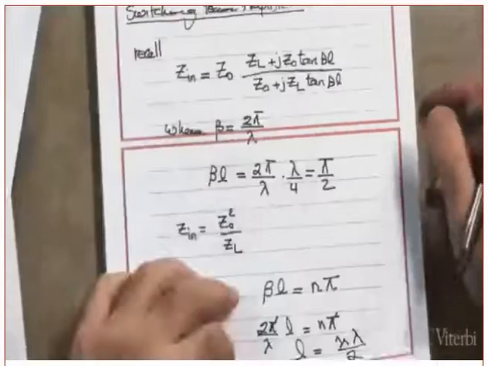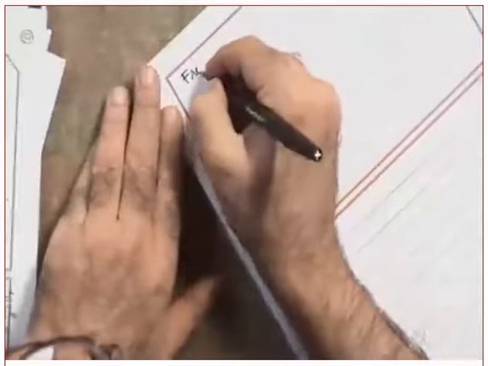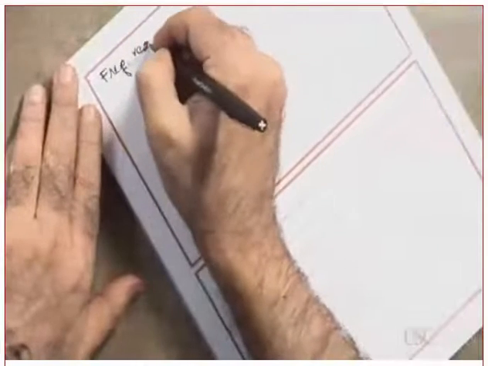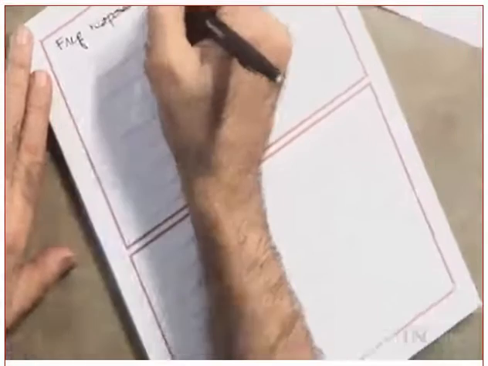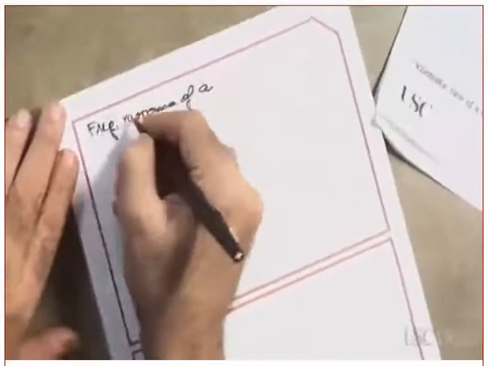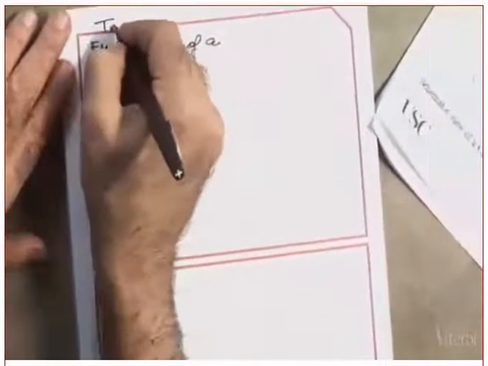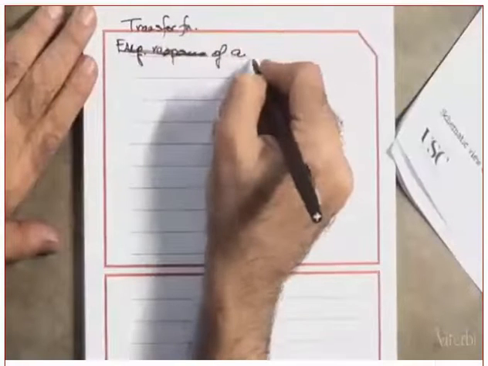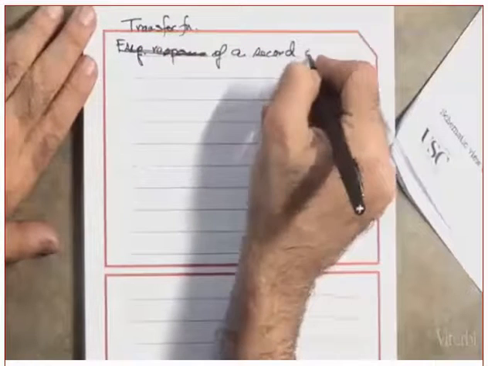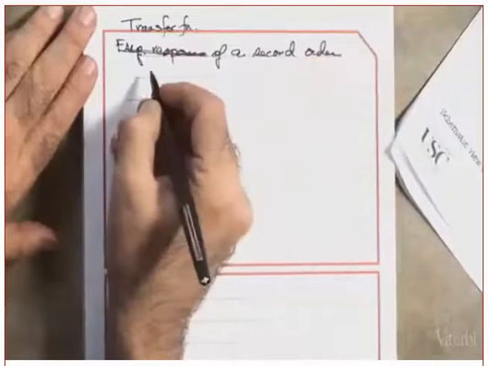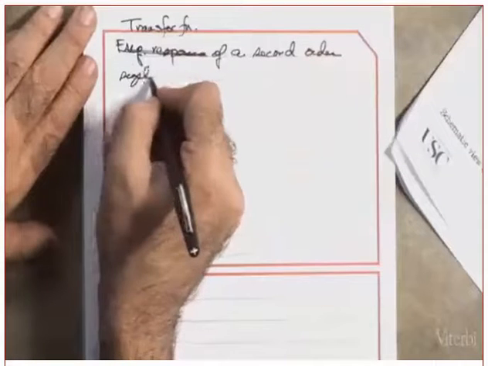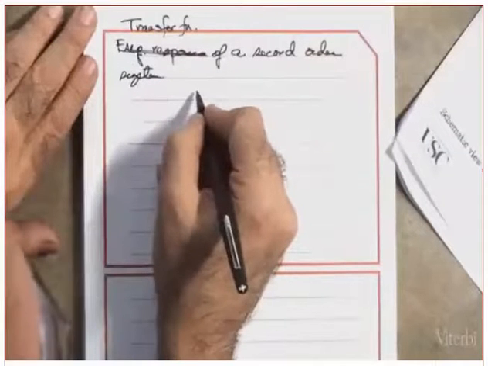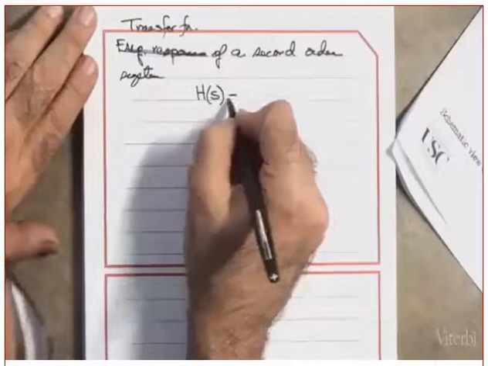Do you remember what is the frequency response, or transfer function, of a second order system? No? Not ringing a bell at all? It's H of s equal to what?